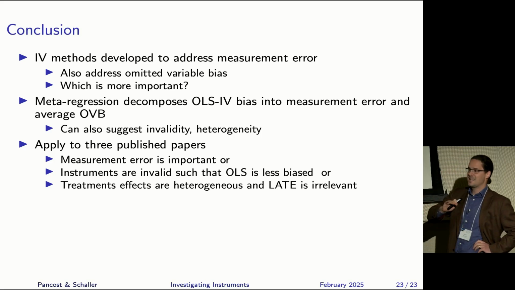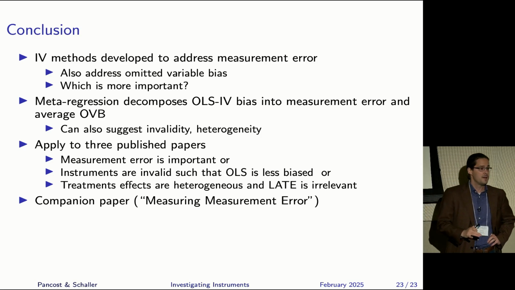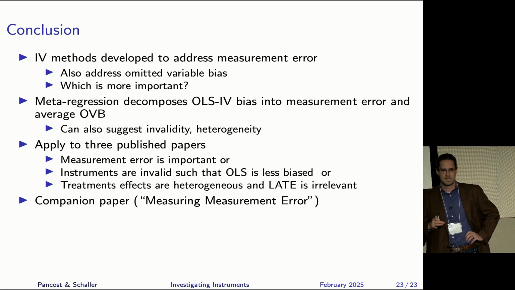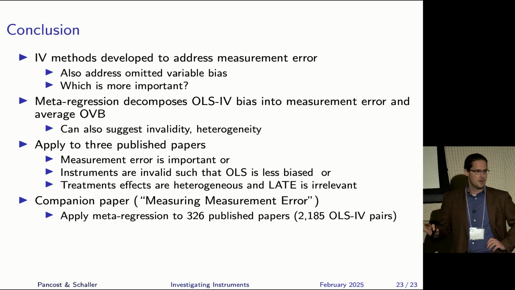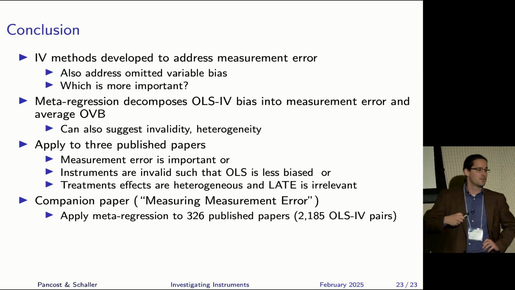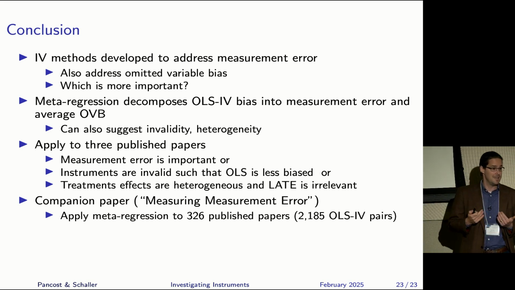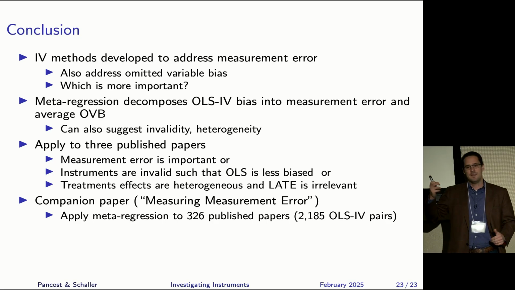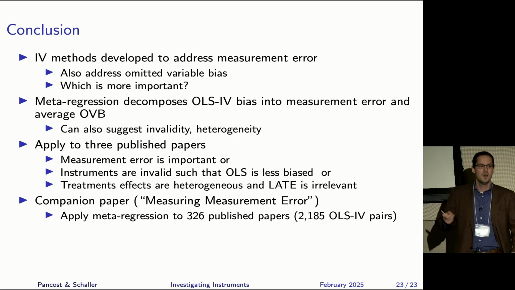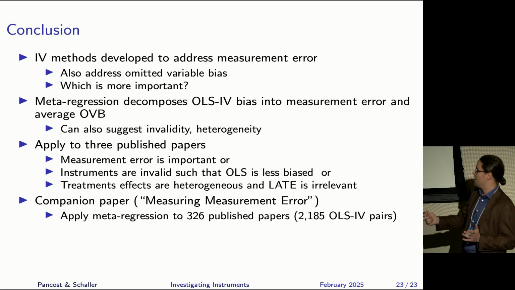It's very easy. In the last minute or 2, I'm going to do a shameless plug for our other paper. It's a companion paper with Garrett called Measuring Measurement Error. We applied this meta-regression to as many papers as we can find published in top journals. That's over 300 published papers and over 2,000 coefficients. A weakness of what I'm doing in this paper is that I've got like 6 observations, maybe 10. In that paper, we have thousands of observations, but we're pooling across different regressors. So there's a trade-off there.